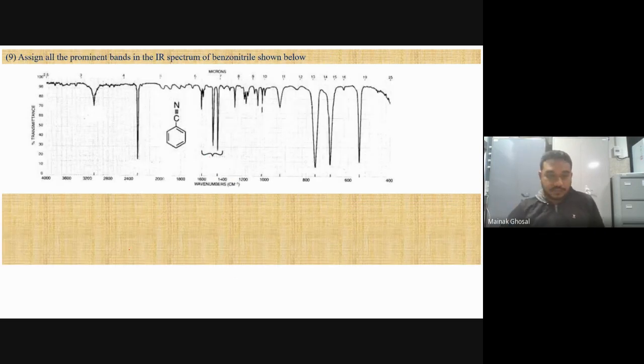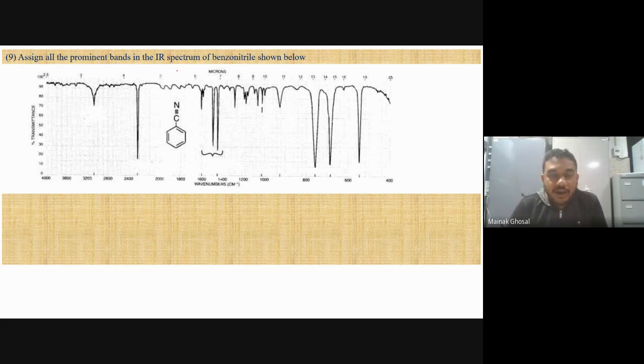Now, cyanobenzene is given. So you need to assign all the prominent bands in the IR spectrum of benzonitrile shown below. Suppose you are given such kind of questions. You need to find out which kind of bands you expect to see from the structure of the molecule, and then you match where they should come. You see which functional groups could be present here, and match with the IR spectra, and you will get the results.